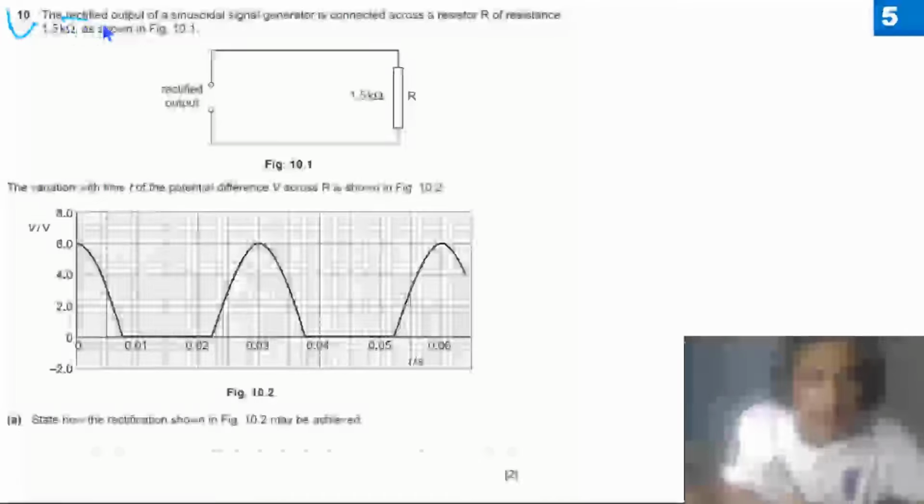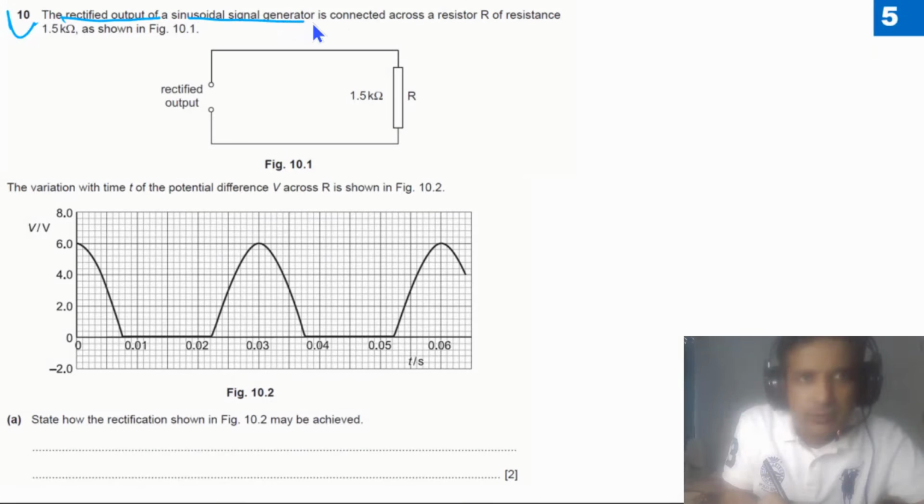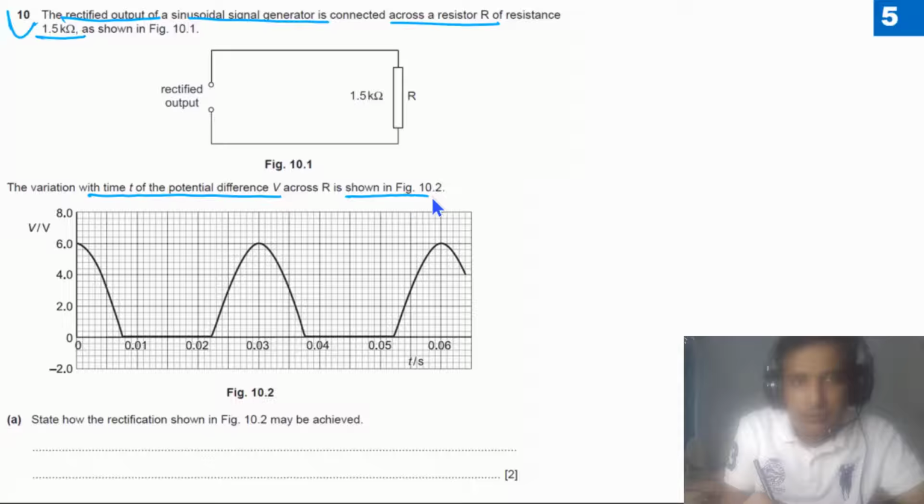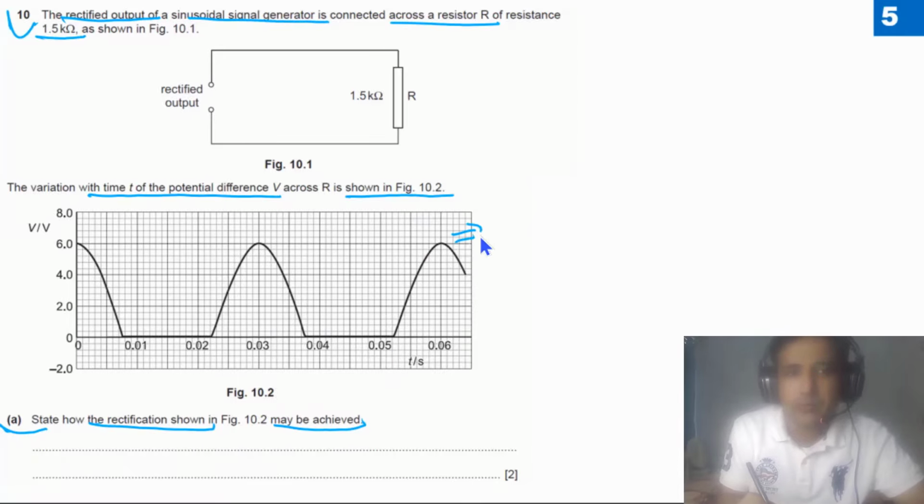Question 10 says the rectified output of a sinusoidal signal generator is connected across a resistor capital R of resistance 1.5 kilo ohms as shown in figure 10.1. The variation with time t of the potential difference V across R is shown in figure 10.2. For part A, we need to state how the rectification shown in figure 10.2 may be achieved. So if you look at this rectification, first of all, we need to understand what kind of rectification this is.